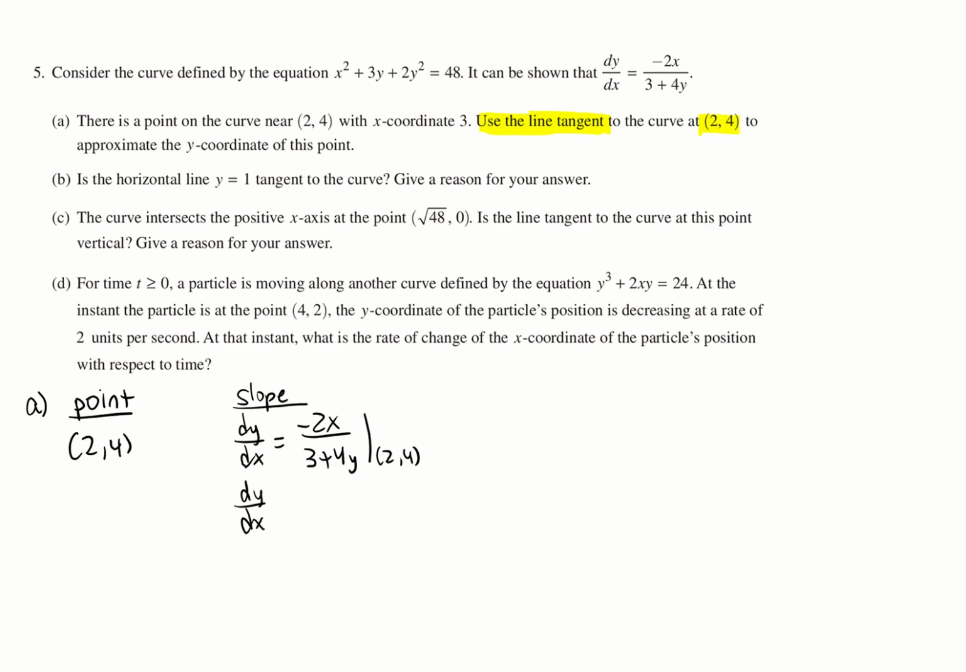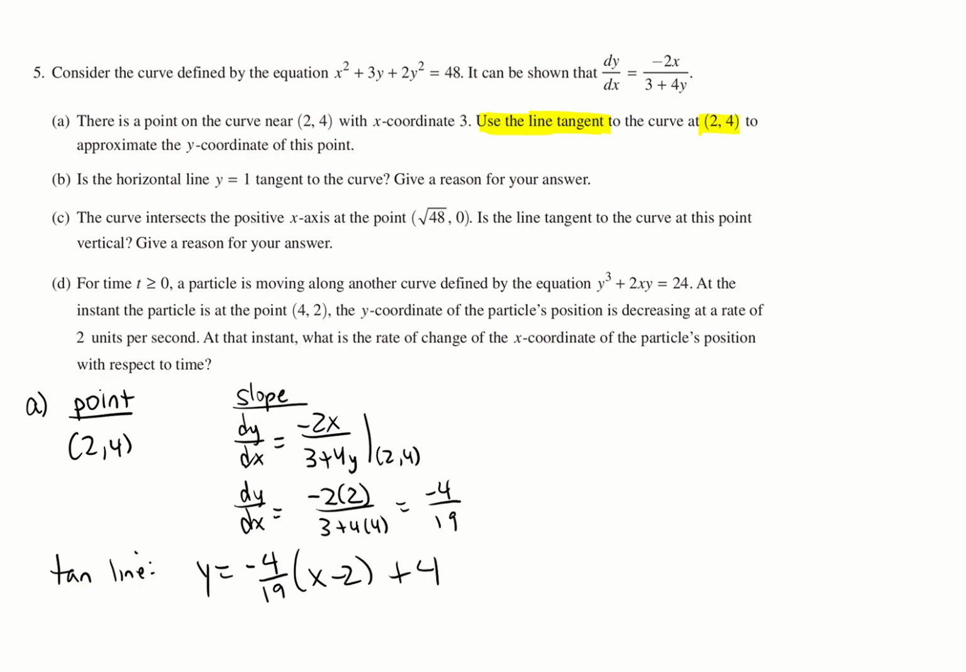So dy/dx, at the point I'm going to use for this tangent line, we'll use a 2 for x and a 4 for y. So we'll get negative 4 over 19 as the slope of the tangent line. So the tangent line itself would have this equation: y is equal to the slope times x minus h plus k. So there's my tangent line. Now what they told me from here is there's some point near 2, 4 and the x-coordinate is 3. So I'm going to be using in my tangent line that x is 3. That's what I'll be plugging into my tangent line, and they want me to find the y-coordinate of this.